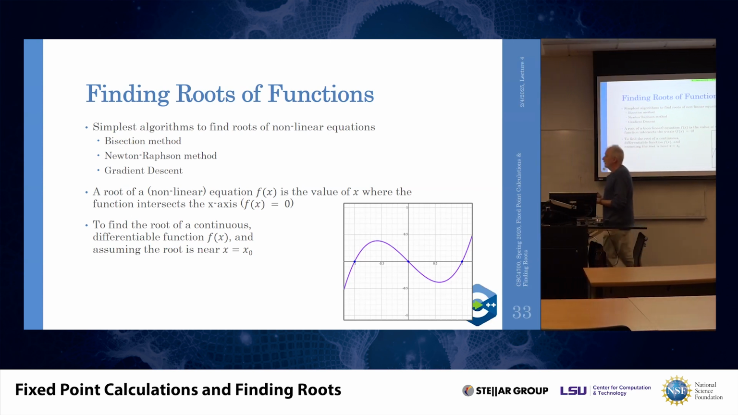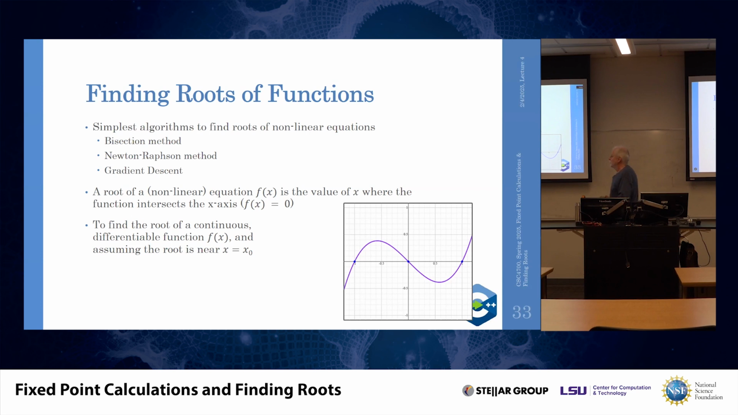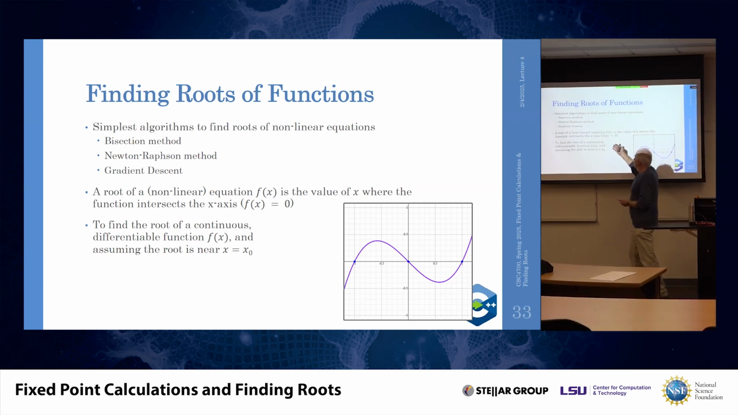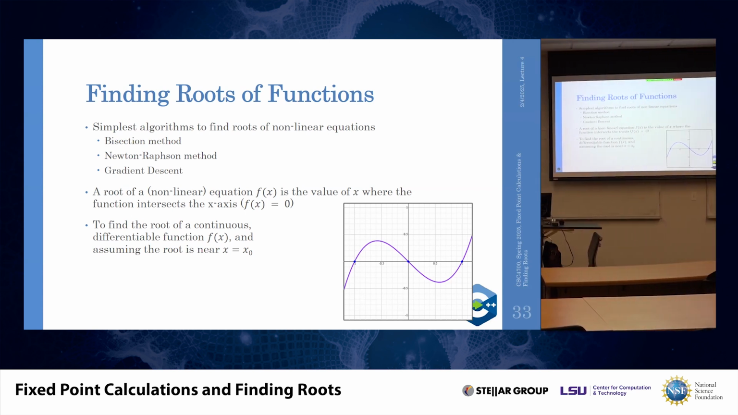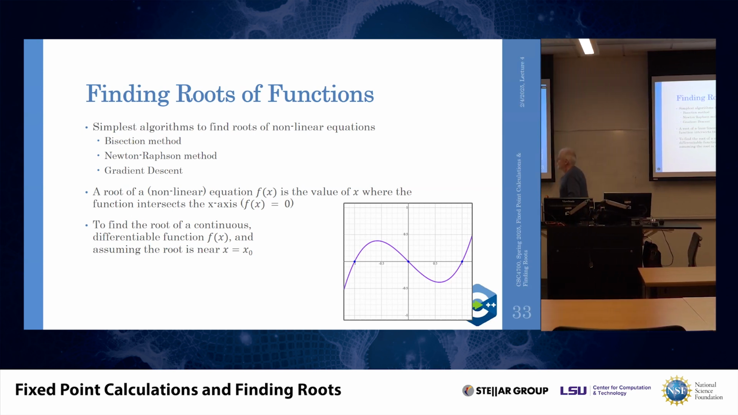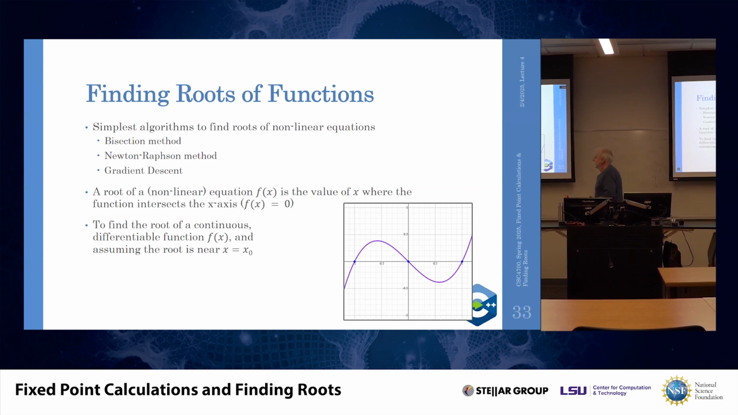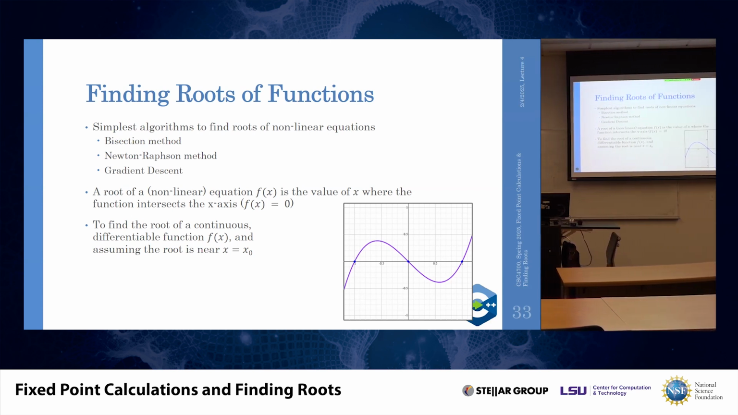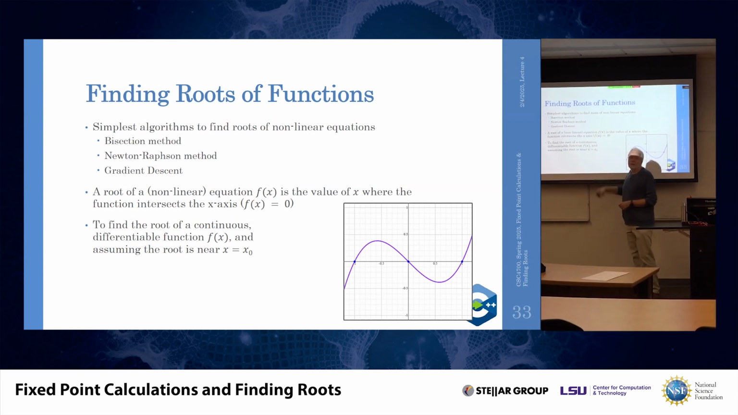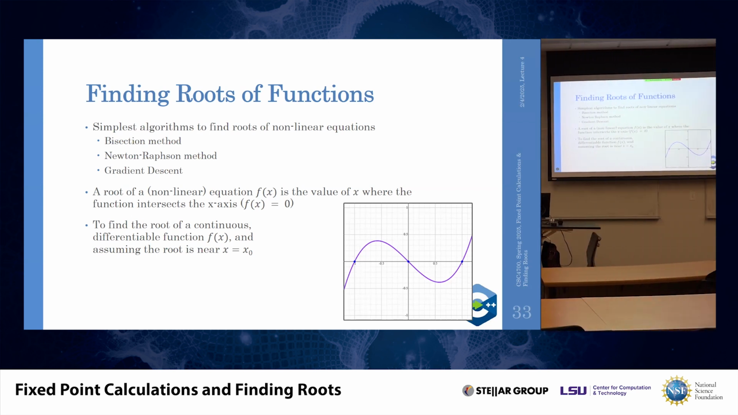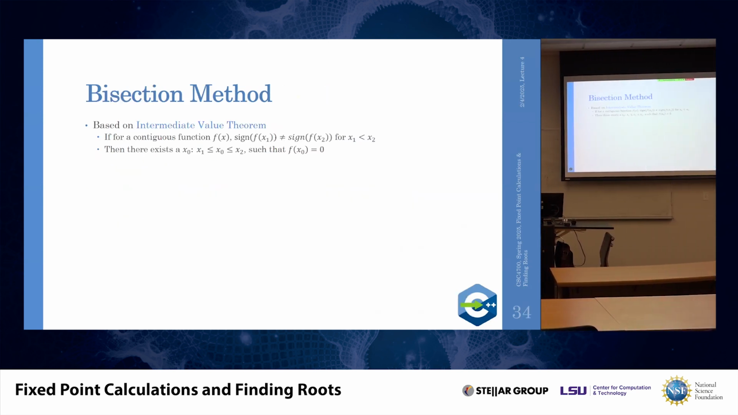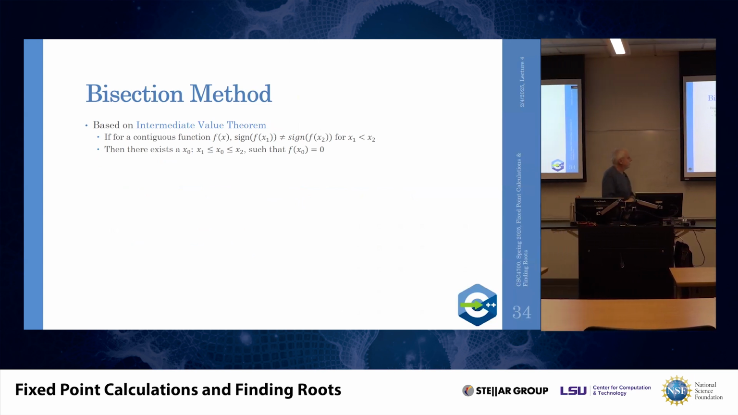So let's assume we have a nonlinear function f of x, and we want to compute the root, which means it's the value of x where the value of the function is 0. So in this case, it's essentially in 3 points, right? This function has 3 roots. To find a root of a continuous differentiable function, and assuming the root is near x equals x0, we can apply some iterative algorithms, and I will introduce those in a minute. So let's start with the bisection method.